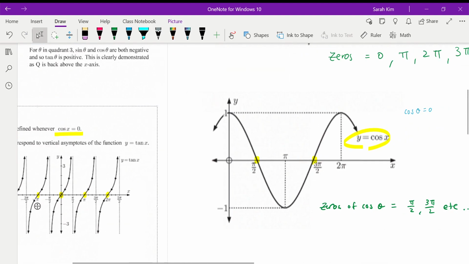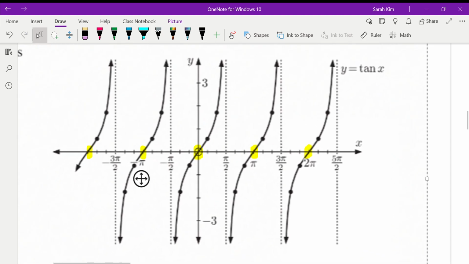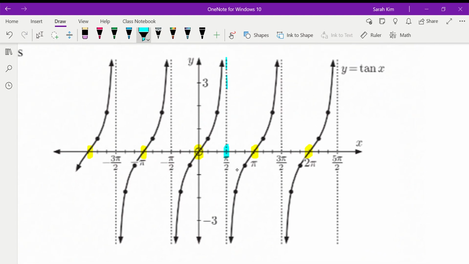Pi over 2 and 3 pi over 2. So, pi over 2, do you see those dotted lines? That demonstrates an asymptote. So, undefined at 3 pi over 2, and you can see that it keeps going on at that same interval. 5 pi over 2, and then if I go backwards from 0, it's negative pi over 2, negative 3 pi over 2, etc. So those are the main things you really need to know.